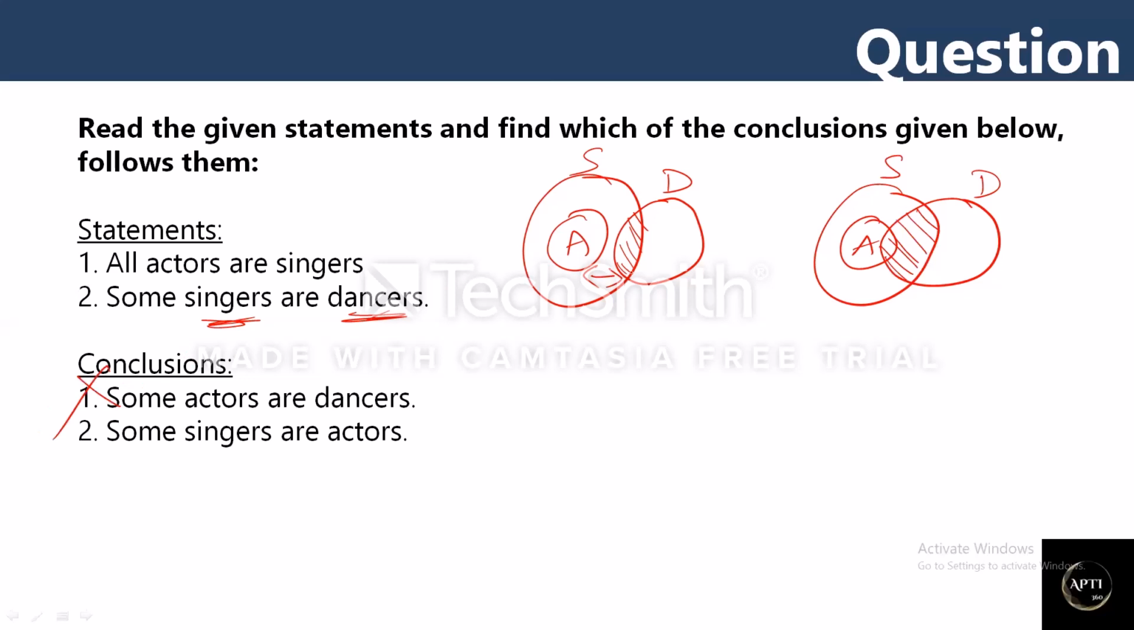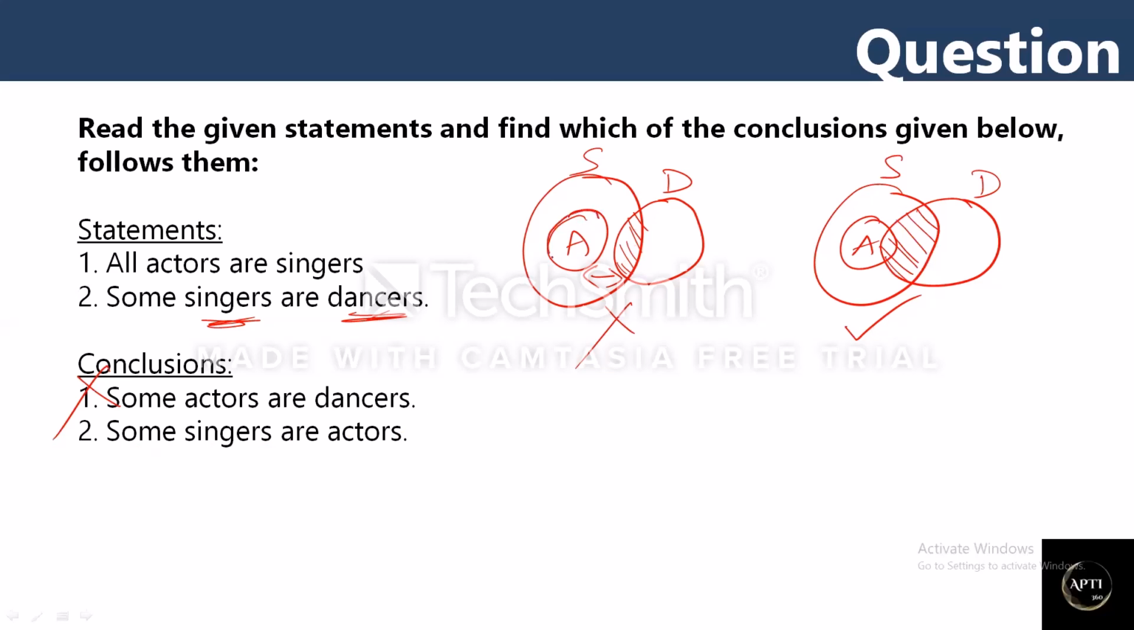If you check the first conclusion, some actors are dancers, it is not satisfied in the minimum case, but it is satisfied in the maximum case. But for a conclusion to be correct, it should satisfy both the minimum case and maximum case. Remember this. What's the second conclusion? Some singers are actors. Of course, some singers are actors.